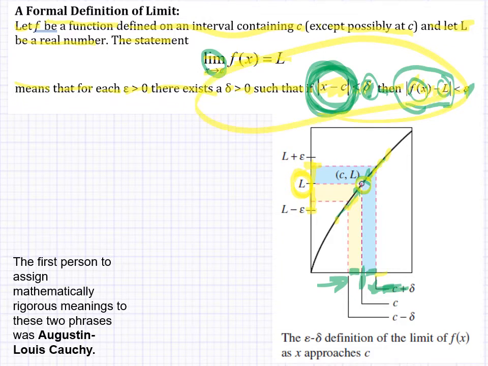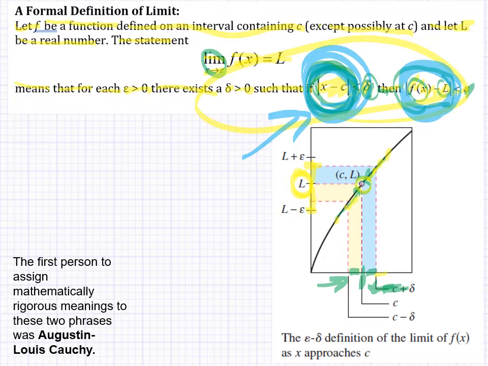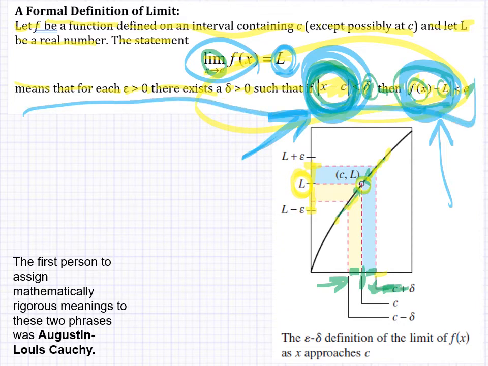So the idea is what this whole thing is saying, which is the same thing we've been saying all along, is that when you get close to c, you have to get closer and closer to L. That when x approaches some constant value, or even infinity, but when x gets closer and closer to c, then the y values have to get closer and closer to L. And if that happens, then L is the answer for this limit. So it's really no different than what we've been saying. This just puts it into words in terms of delta and epsilon.